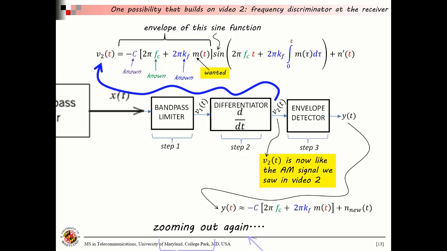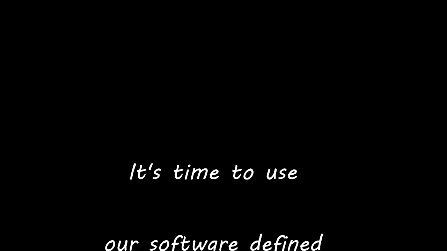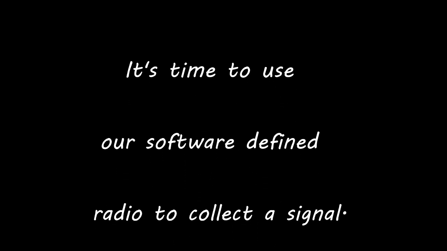Let's zoom out again to get a picture of the whole once again. The FM frequency modulated signal arrived at the receiver antenna along with a number of other broadcast signals on other channels with other center frequencies. The output of this receiver is going to be a simple linear function of the signal that we want, m of t, plus some new noise.